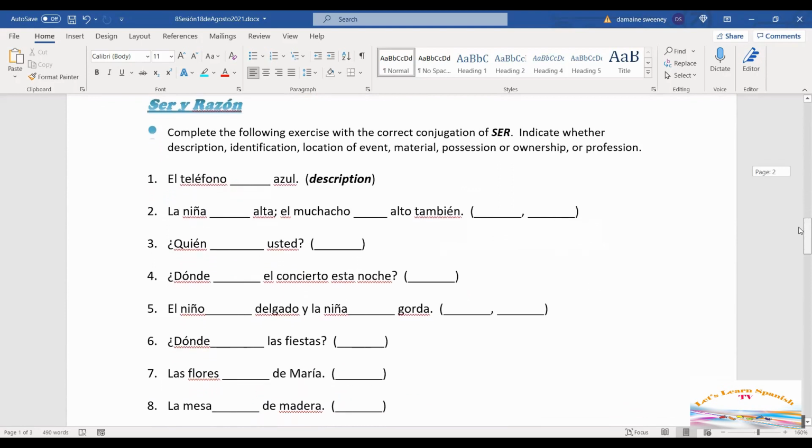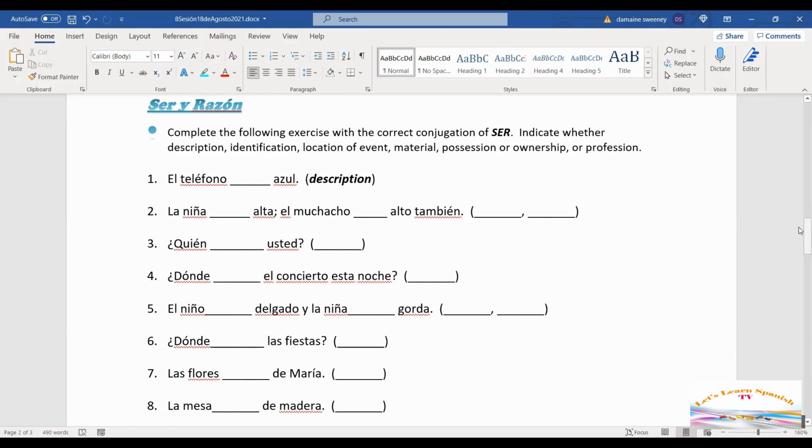Ser y razón. So complete the following exercises with the correct conjugation of ser. Indicate whether description, identification, location of events. Remember, a location of events such as una boda, a wedding, matrimonio, matrimony, or una clase, when it's being given, a class, not aula, which means classroom, that's a physical event. But if it's a class in progress like this one, we use es, location of a class in progress. So material, physical things, and we see describing your table, describing your car, possessional ownership, and profession. Okay, so let's take a look here.